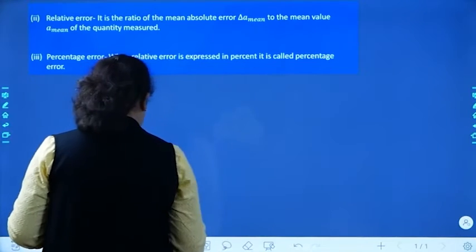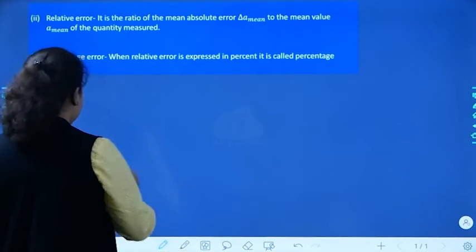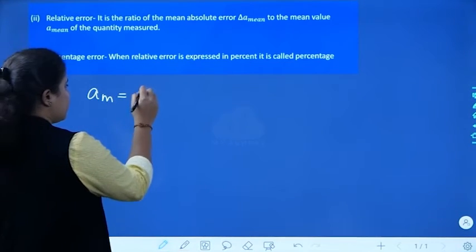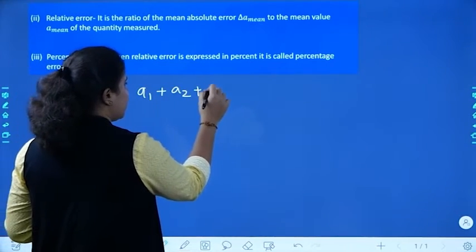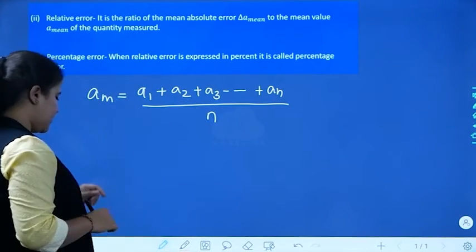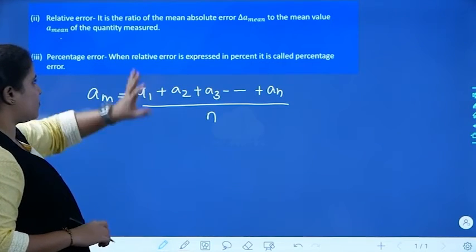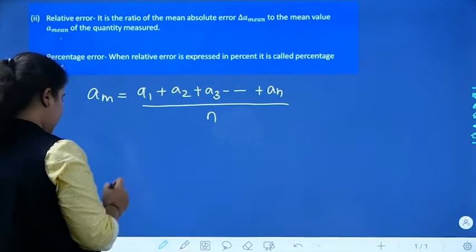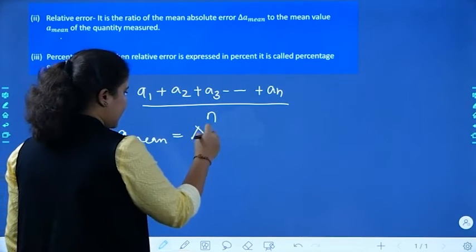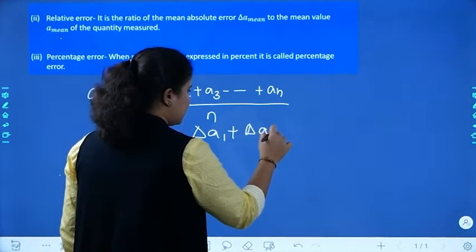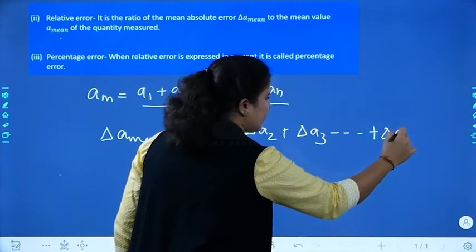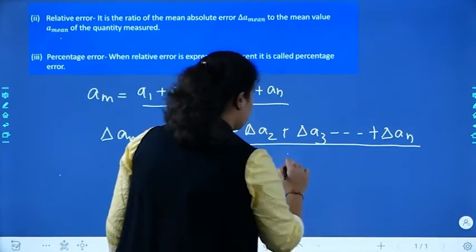For example, whenever I take the mean value, I can take it as AM, that is A mean, is equal to A1 plus A2 plus A3, so on till AN, divided by N. In the next case, I have to check delta A mean. So what is the delta A mean value? We know that it is delta A1 plus delta A2 plus delta A3, so on till delta AN, divided by N.